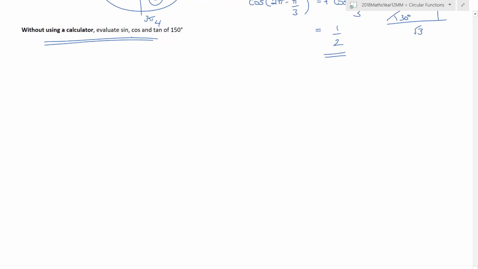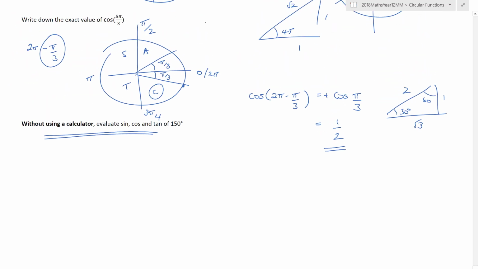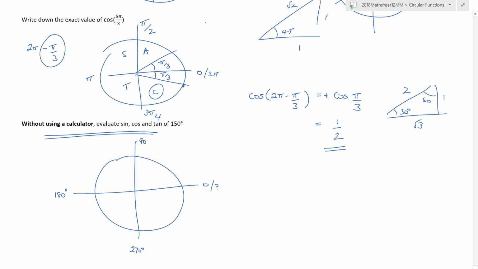Evaluate the sine, the cosine, and tan of 150 degrees. Nothing more difficult. There's my unit circle. It's now in degrees, so it's 0, 90, 180, 270, 360. You want 150 degrees, so work out where 150 degrees is. I think it's there. That means that that angle is 30 degrees. My reference angle is 30 degrees. I'm trying to find sine, so I know that I'm going to find the sine of 30 degrees because that's my reference. I know that's equal to a half.